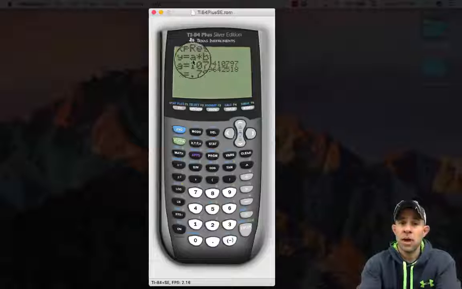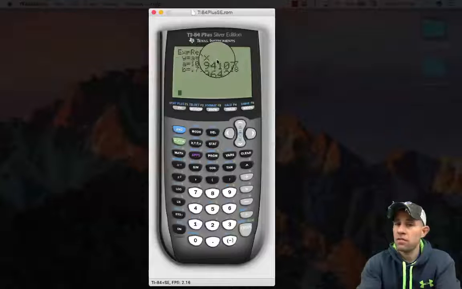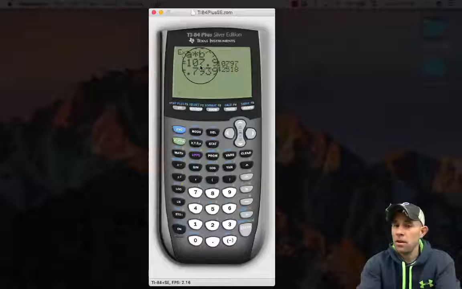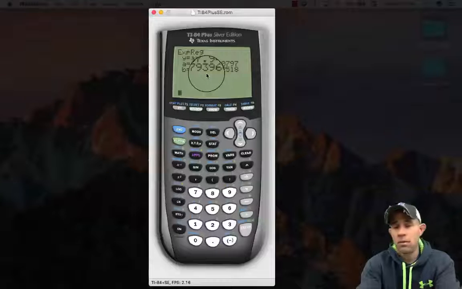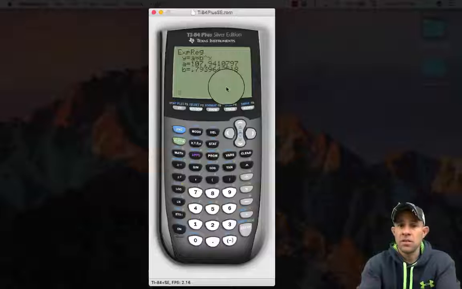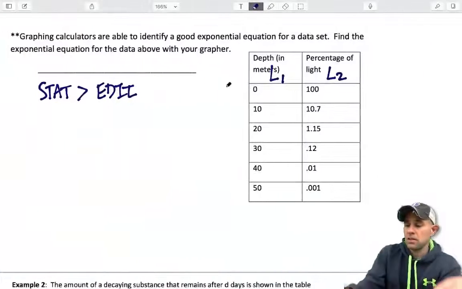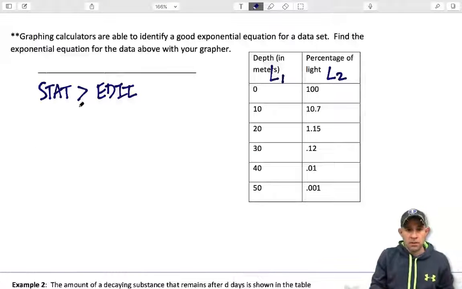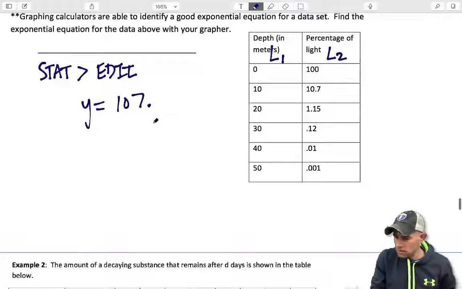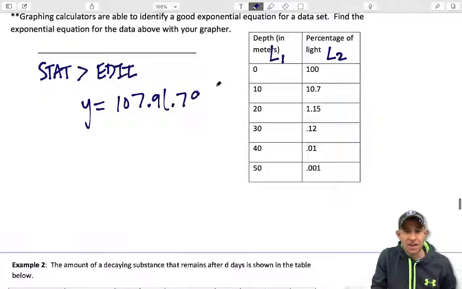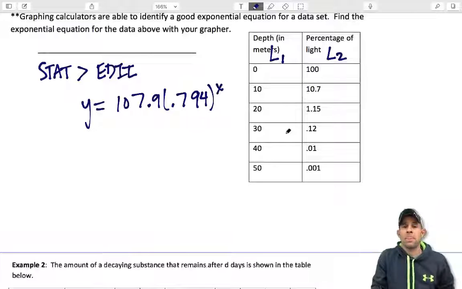So you see here that y equals a times b to the x is the form that they give it in. And a, their initial value, is 107.9, and their growth factor is 0.794 if you round to the nearest thousandths. So you can see here we weren't too far off. Our graphing calculator gives us just a slightly different equation. But that equation again should be y equals 107.9, yep, times 0.794 to the x power.